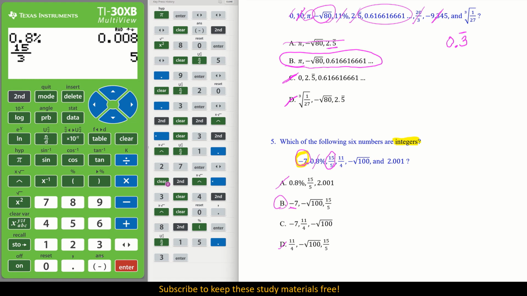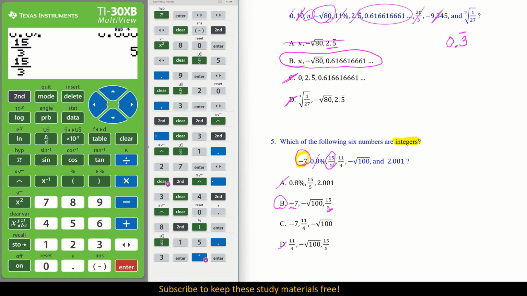Okay, well, that looks like option B, because we have our -7. We have our, oh, look at what I did. I put in the wrong thing. See what happens when you get tired? Either way, it still works. Let's see what I did. Okay, I'm going to put in 5. And now it's 3.